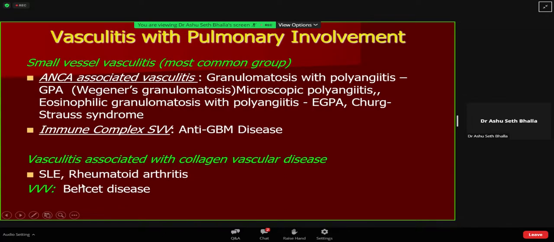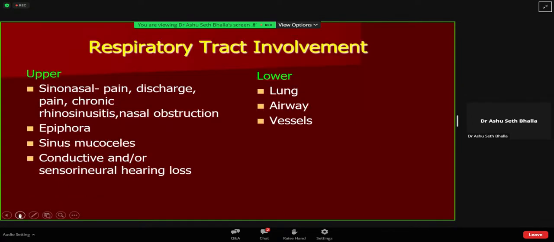And then we have other vasculitis which involve the lung quite commonly, like SLE, rheumatoid arthritis, and Behçet disease. So now we come to what is meant by lung involvement. It actually means that this SVV group involves the respiratory tract. The respiratory tract includes not only the lung, but also paranasal sinuses and temporal bone, basically. So these people will come with manifestations which involve the sinonasal cavity and also involve the temporal bone.